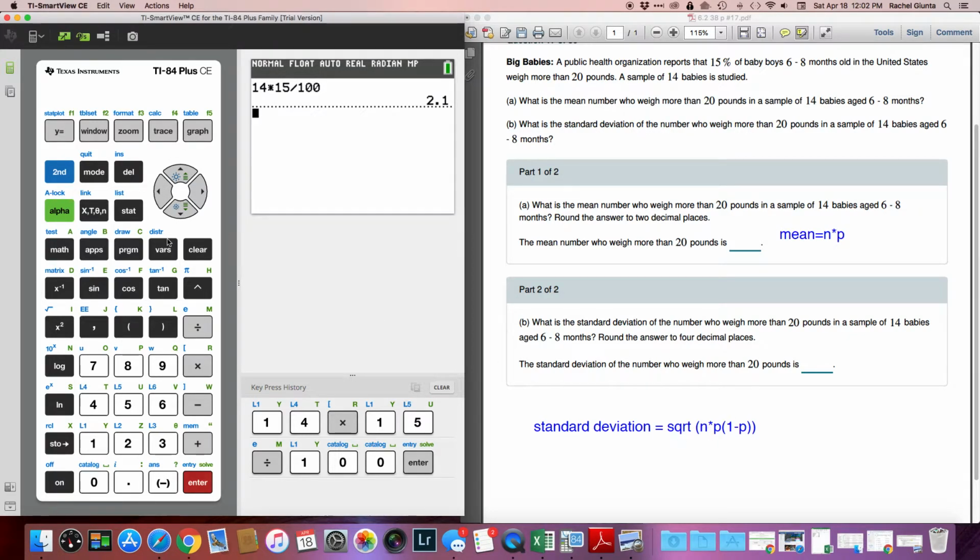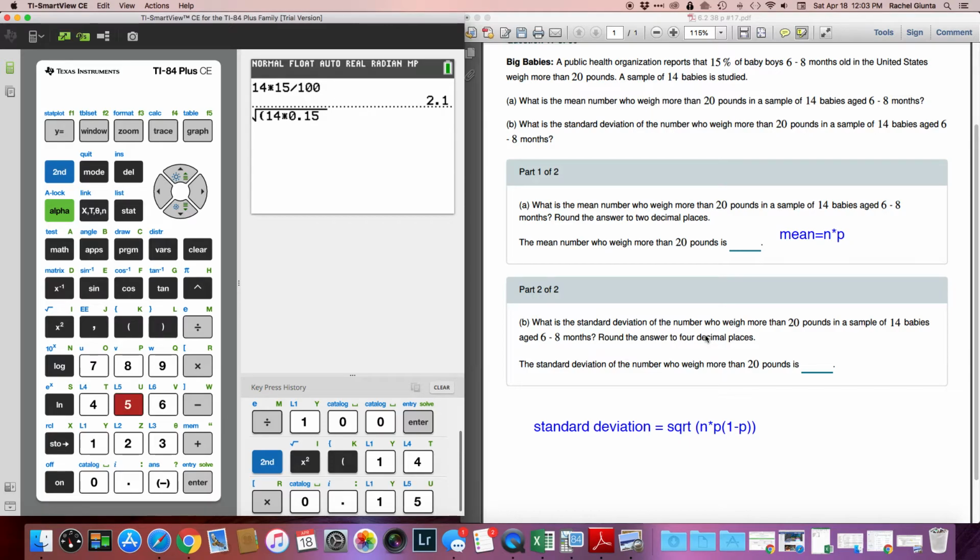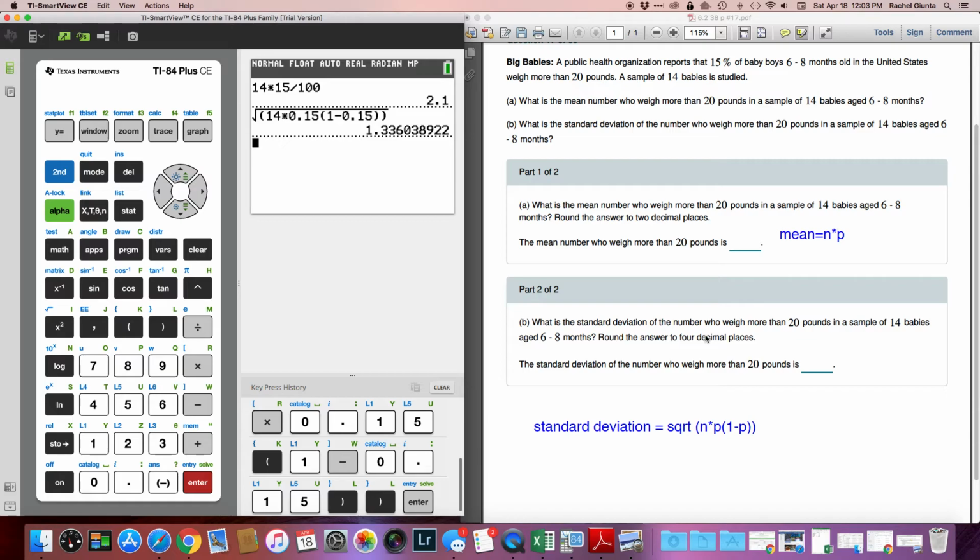First you want the square root, which is second, and then the x squared button to give you the square root, and then start parentheses and n, so n is still 14, times p, and I'm going to do 0.15 for p, which is what 15 divided by 100 would get me, and then a new set of parentheses, 1 minus p, 1 minus 0.15, then close both sets of parentheses and enter. So you can do that all on one line like that.